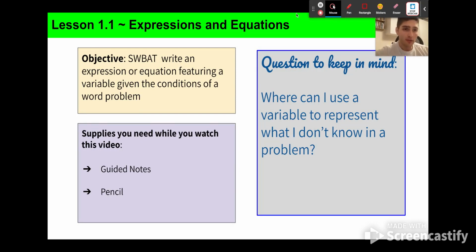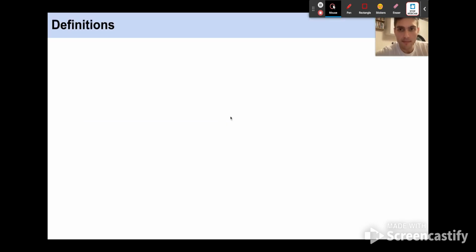In this lesson, we're going to do some work with word problems, trying to represent the information it gives us using math. We're going to write some expressions and equations, and that means we're going to have to look out for what in the word problem has some information that's either incomplete or just anything we don't know, but we wish we knew if we wanted to solve the problem. So the question to keep in mind is, where can I use a variable to represent what I don't know in a problem? Let's get started.